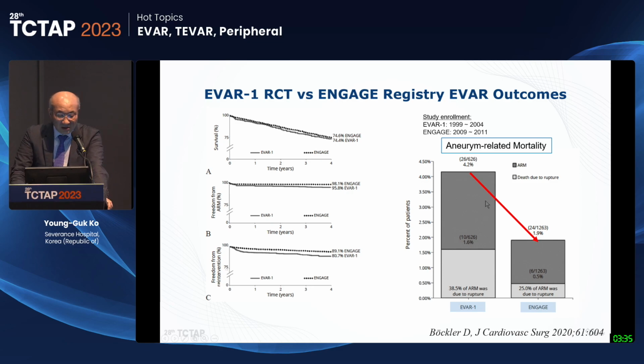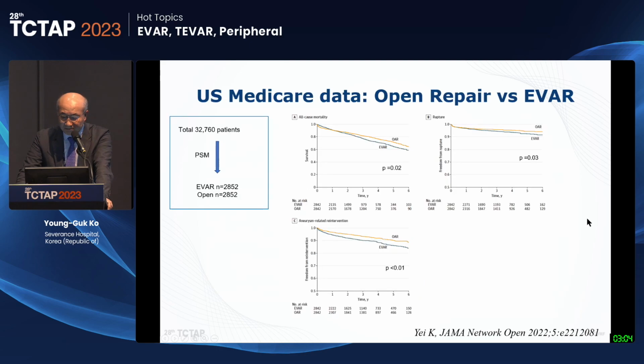This study compared the EVAR 1 ICT, the EVAR arm, with the outcome of the ENGAGE registry. This shows better performance of the ENGAGE study, so the recent device, in terms of freedom from aneurysm-related mortality and freedom from reintervention. And the aneurysm-related mortality rate was decreased with the use of the recent device.